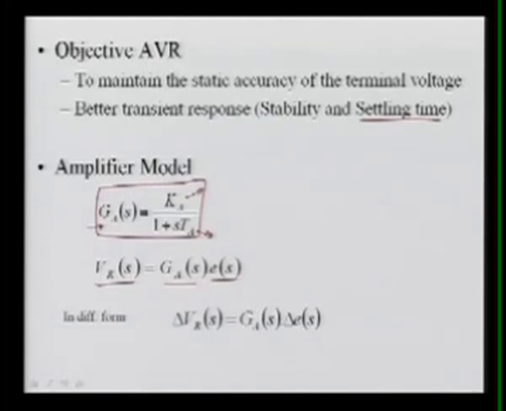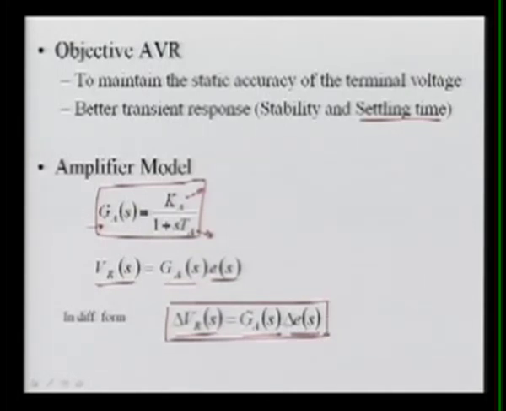Here VR is the GA multiplied by EA, or in difference form, if you are talking about the small change, we can write the change in VR is equal to GA into ES, and this is your one transfer function model we will see, and then VR we can relate it.